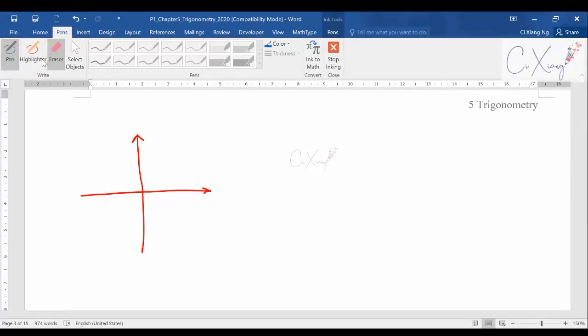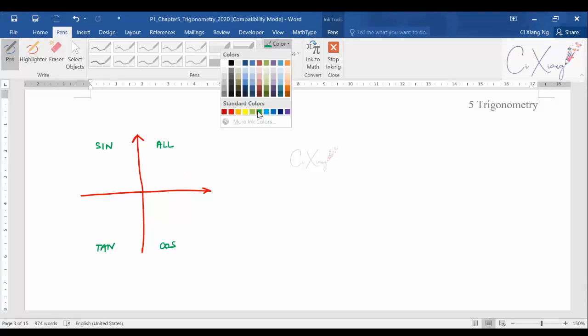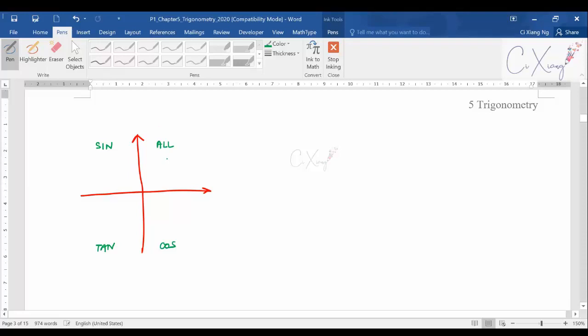So I'm having 4 quadrants here. For the first quadrant, as I said just now, all positive. Second quadrant is sine positive. Third quadrant is tangent positive. Fourth quadrant is cos positive. For the first quadrant, the label of the angle is theta. For the second quadrant, the label is 180 minus theta, or pi minus theta. For the third quadrant it is 180 plus theta, or pi plus theta. And for the last one, it is 360 minus theta, and also 2 pi minus theta.